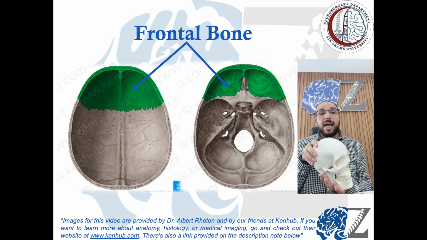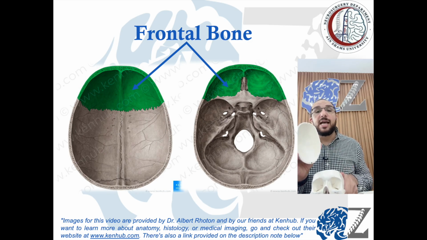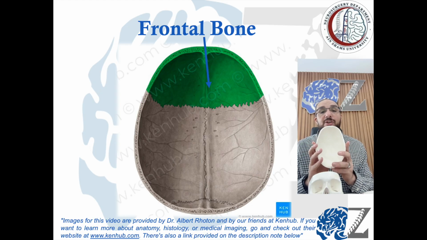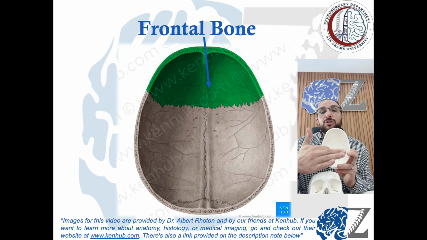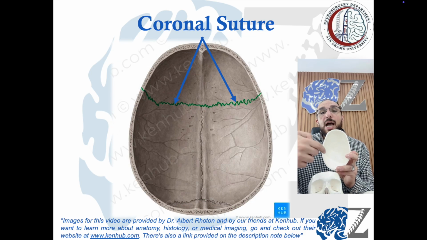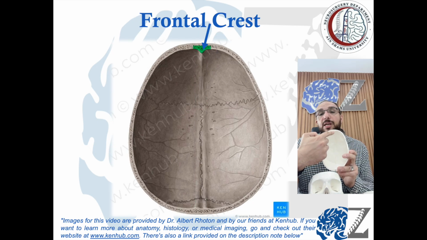Okay, and then I had to open the skull to look at the frontal bone from inside. If we look at the calvaria from inside, we can see that the frontal bone forms most of the anterior aspect of the calvaria, fusing posteriorly with the two parietal bones by the coronal suture. And we can see the groove for the superior sagittal sinus here in the midline. And in front in here, we can see a part of the frontal crest.